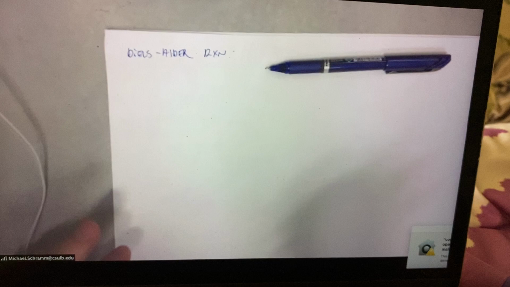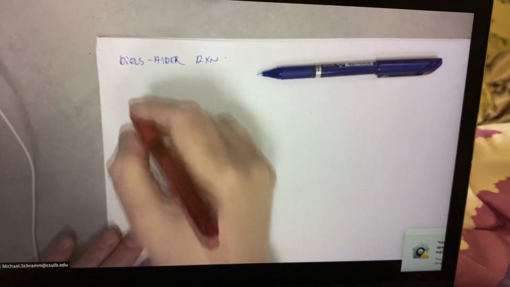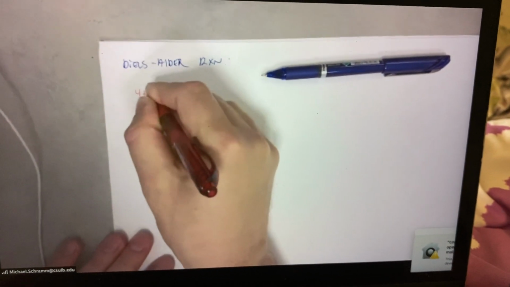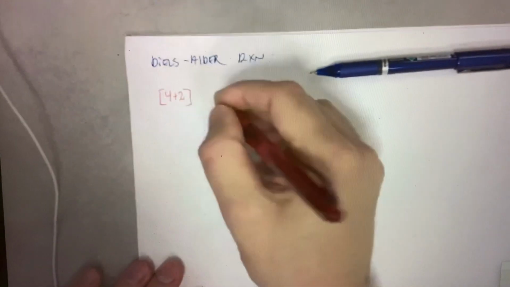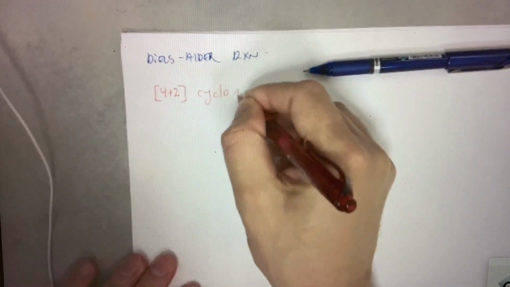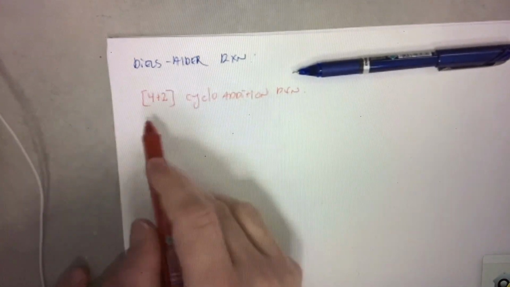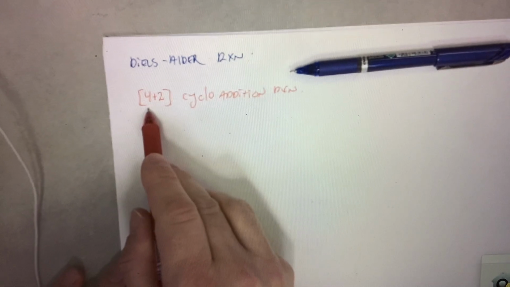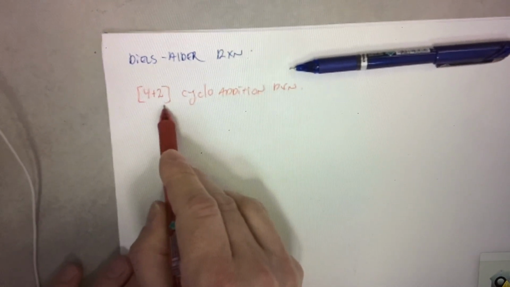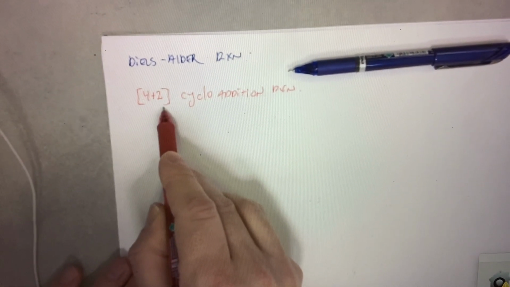Okay, the Diels-Alder reaction is a very special type of reaction. It's often referred to as a 4+2 (in brackets) cycloaddition reaction. It's going to involve 4 p orbitals from one molecule and 2 p orbitals from another molecule.